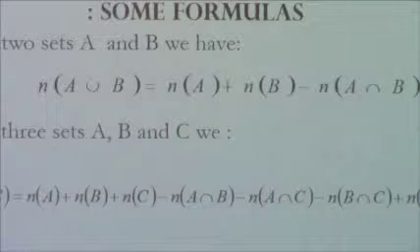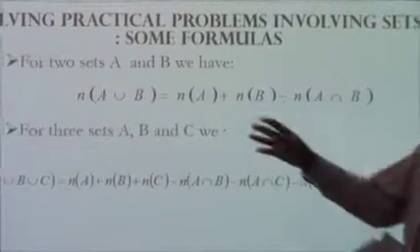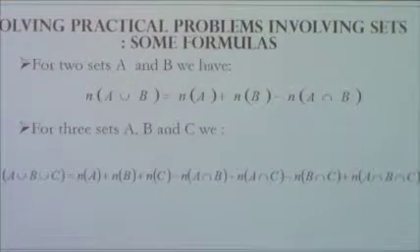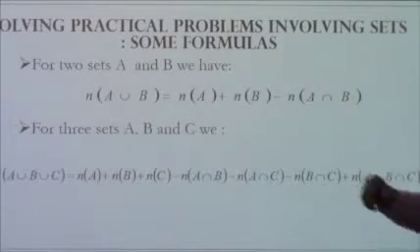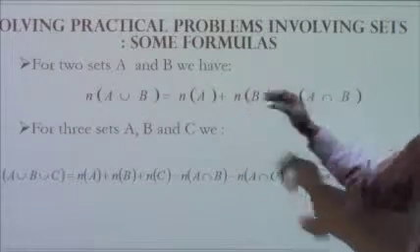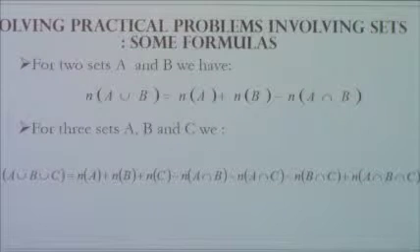So here are some basic formulas, things that we need to know. For any two sets A and B, we can write this representation for the number of elements in the union of the sets. So n(A union B) means the number of elements in the union. This means the number of elements in A, plus the number of elements in B, minus the number of elements that are in both A and B.